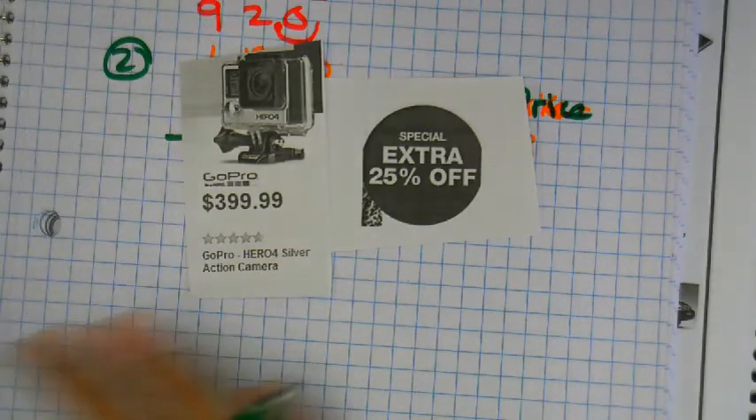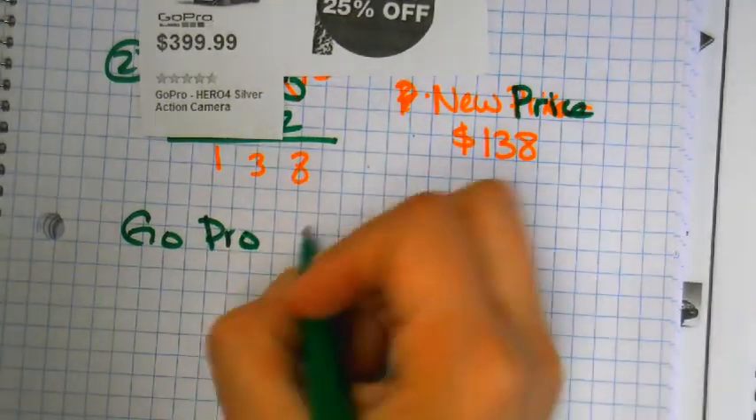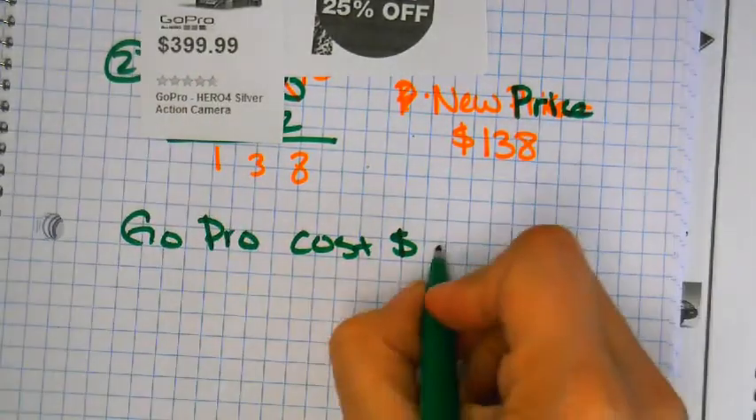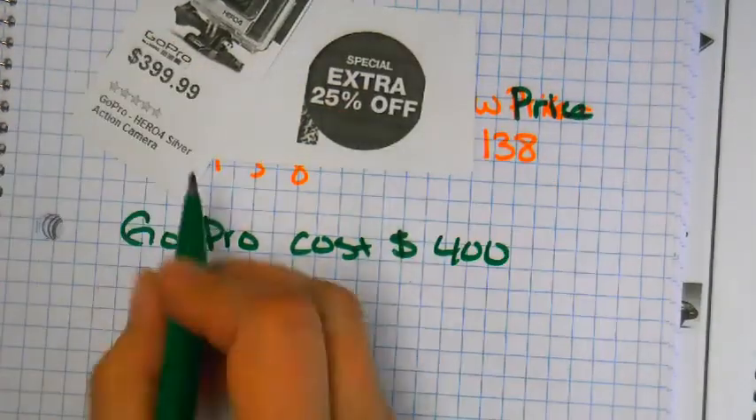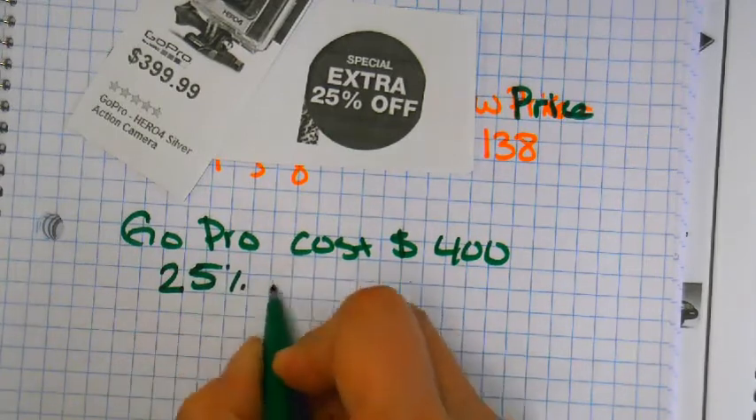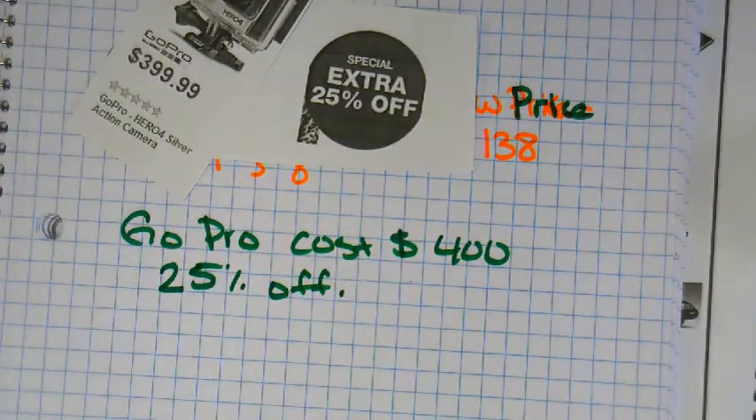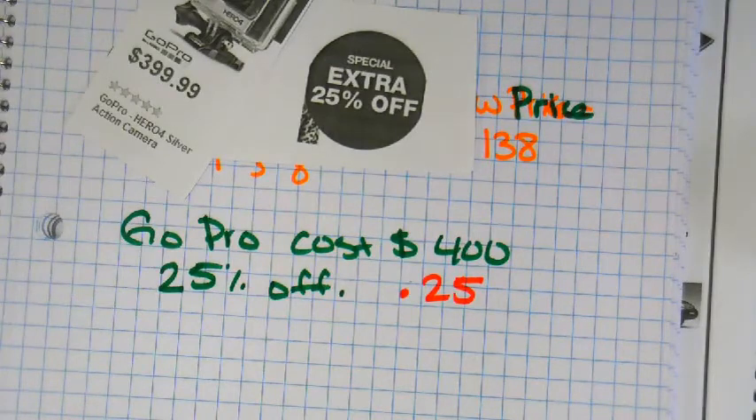So GoPro, which are really cool cameras. Yeah, GoPro cost, what are we going to round this up to? 400. But because we're super cool, we're going to get 25% off. So what is 25% written as a decimal? 0.25. Can you start the first step?